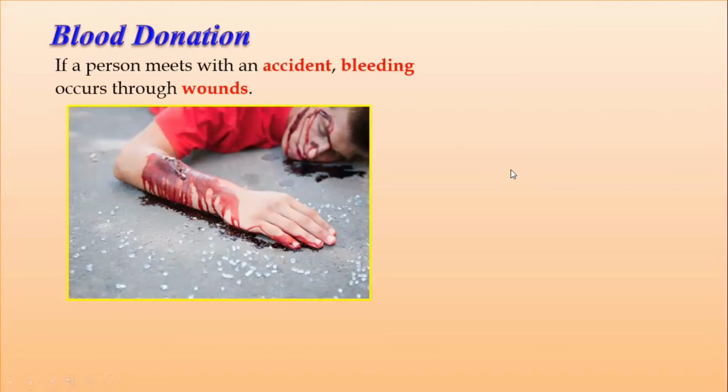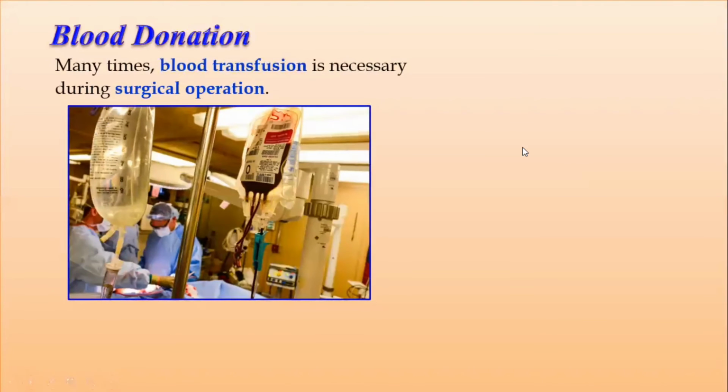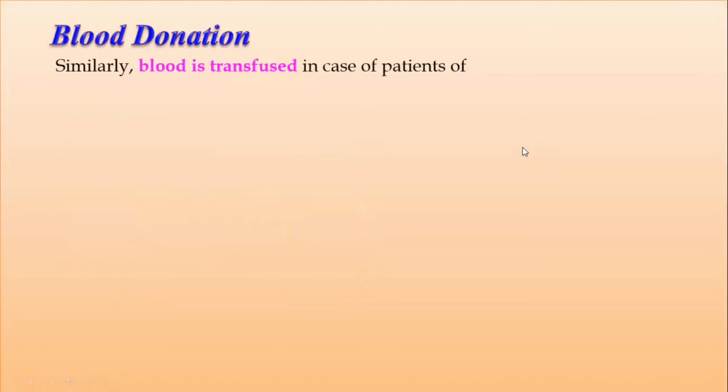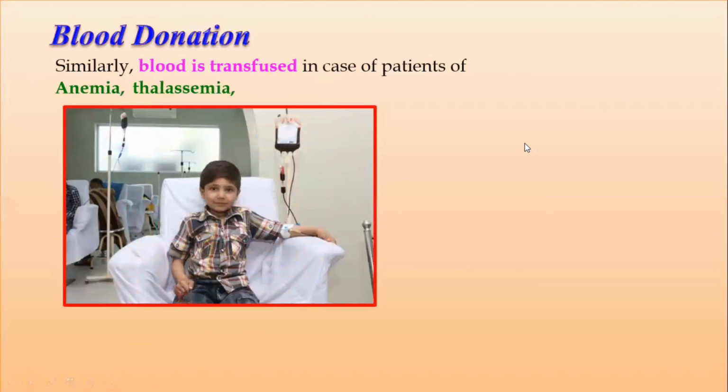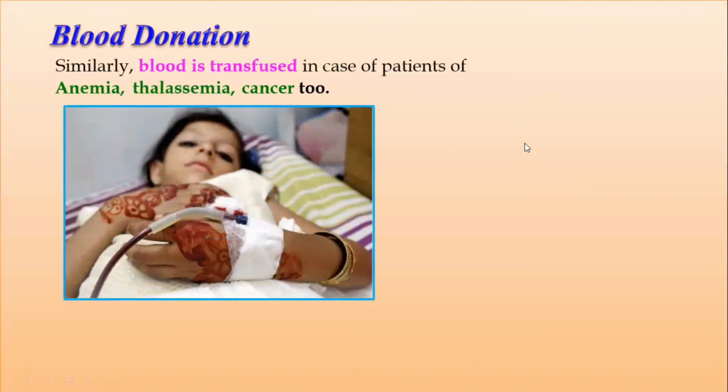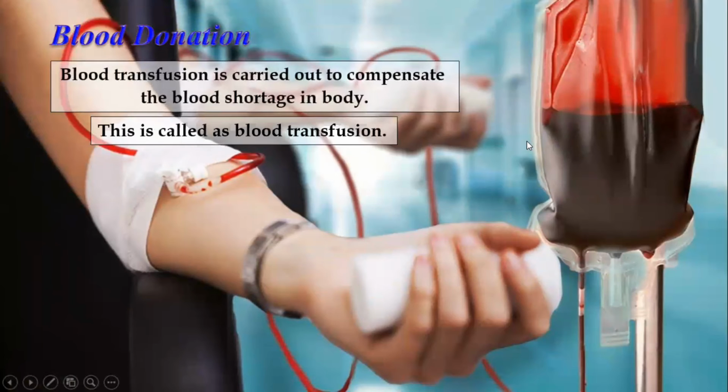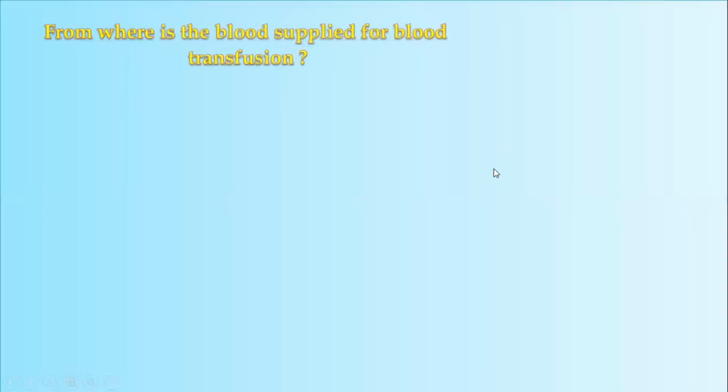Okay. Blood donation, we all know that if someone loses a lot of blood, we can donate. A healthy body can donate blood. Blood is transfused in case of patients. In anemia, they lose blood. Thalassemia, at times they lose blood. During cancer also they need a lot of blood. Blood transfusion is carried out to compensate the blood shortage in the body, which is called transfusion of blood.